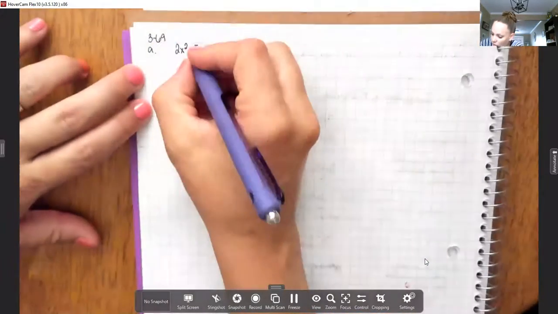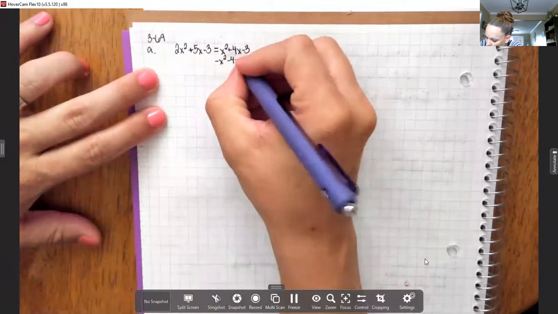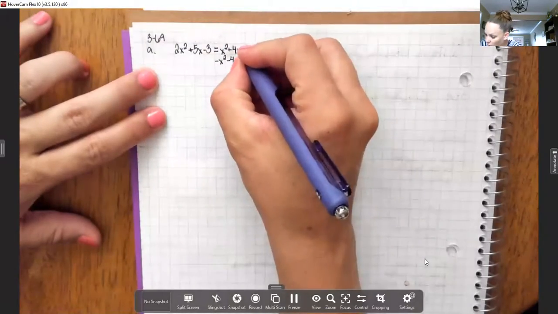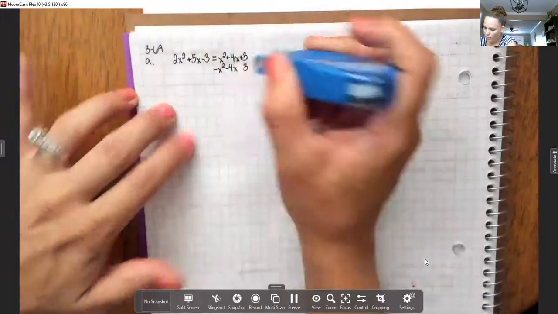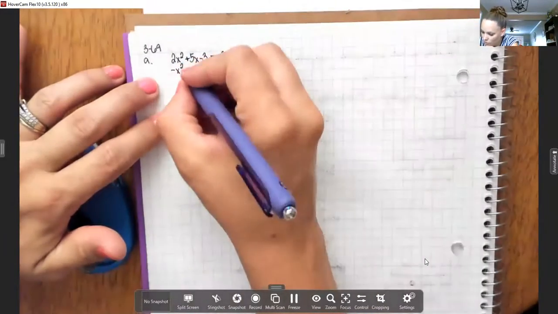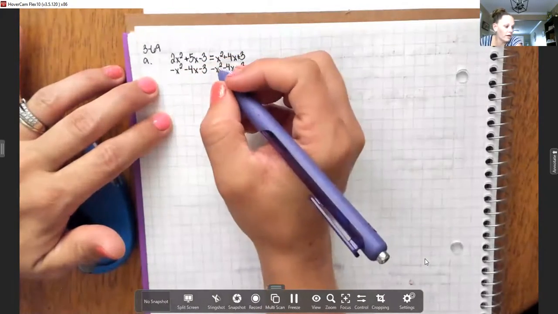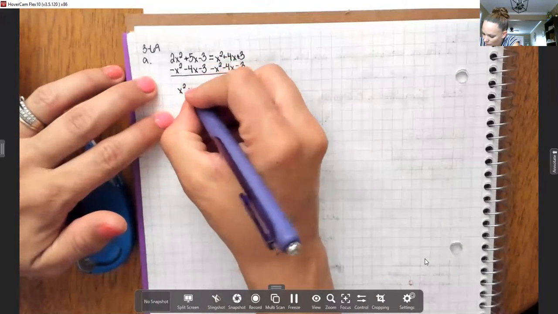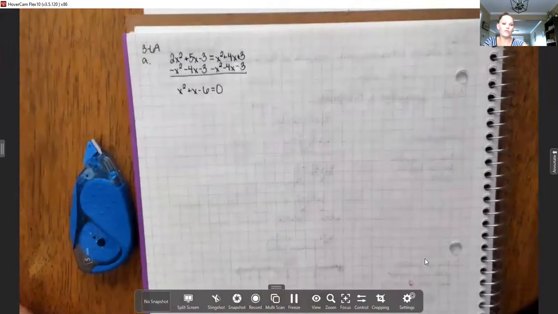So he had this. If I subtract x squared, subtract 4x, and add 3. Wait, I copied. Oh, this was a plus 3. I'm sorry. So you want to subtract 3 here. So subtract x squared, subtract 4x, and subtract 3. We get x squared plus x minus 6 equals 0. So that's where Bert's getting that equation from.